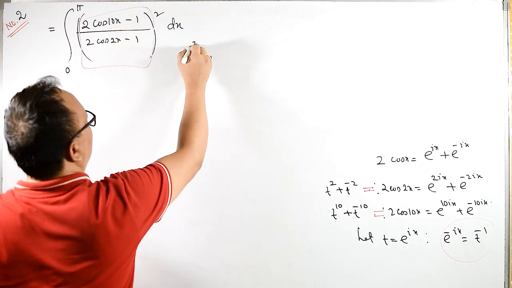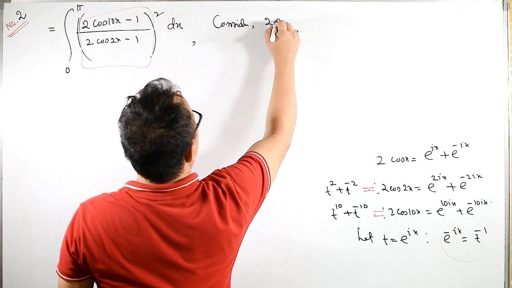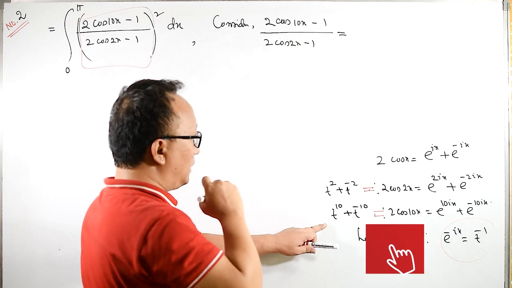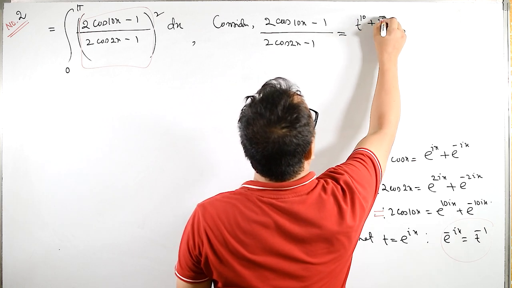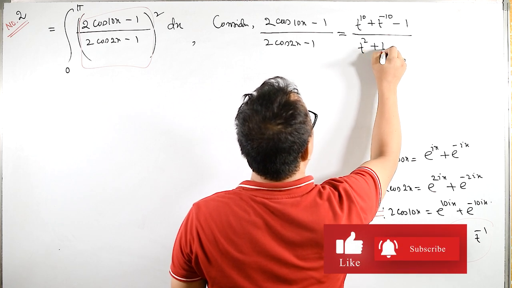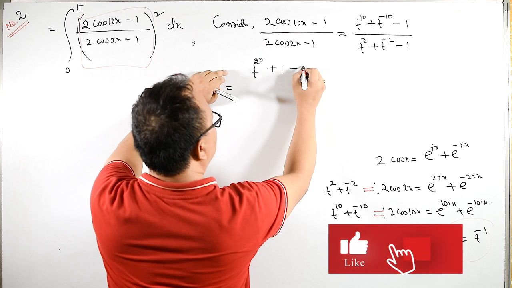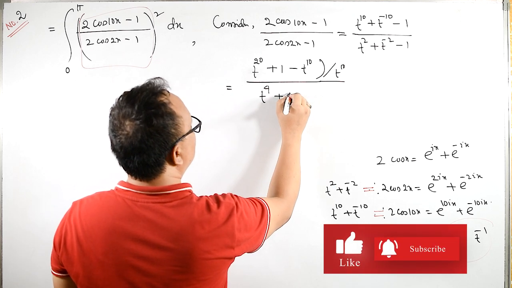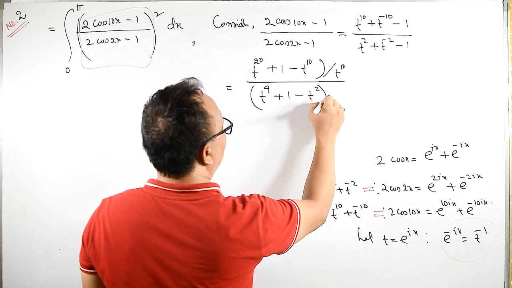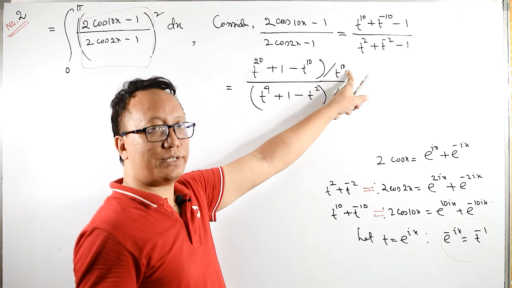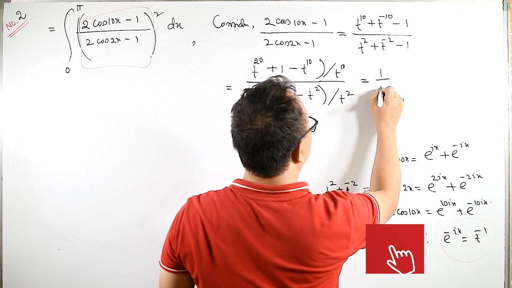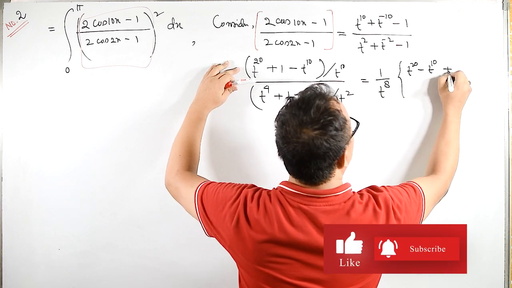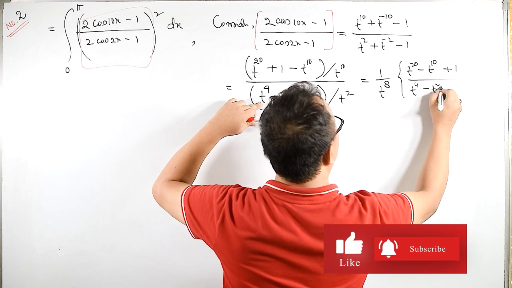Now let's consider only this part. Consider (2 cos 10x minus 1) upon (2 cos 2x minus 1), which is (t raised to 10 plus t raised to minus 10 minus 1) upon (t raised to 2 plus t raised to minus 2 minus 1). Multiplying by t raised to 10 above and t square below, I can write 1 upon t raised to 8, and then (t raised to 20 minus t raised to 10 plus 1) upon (t raised to 4 minus t square plus 1).